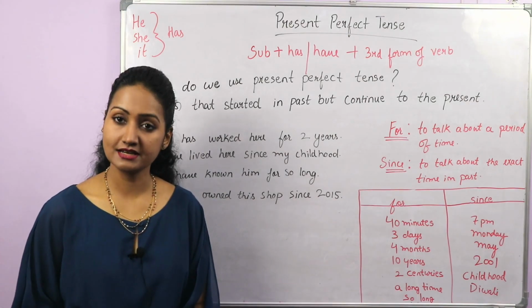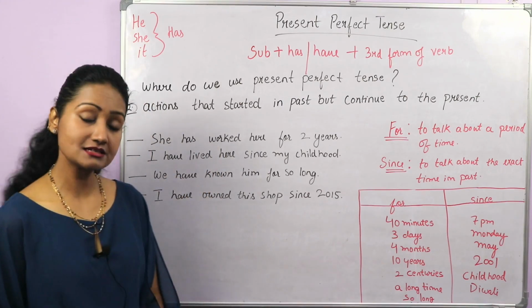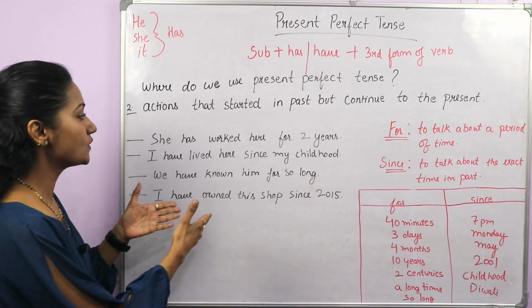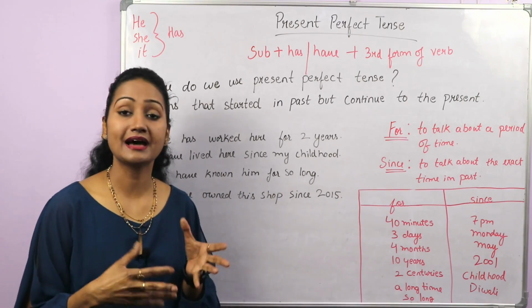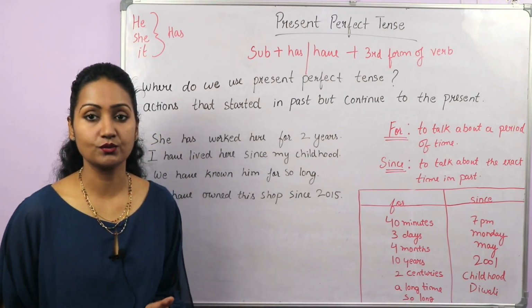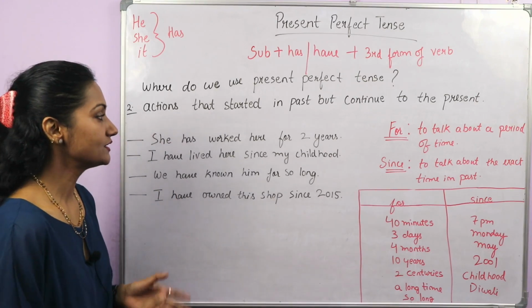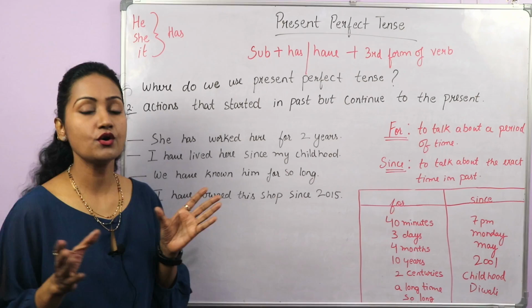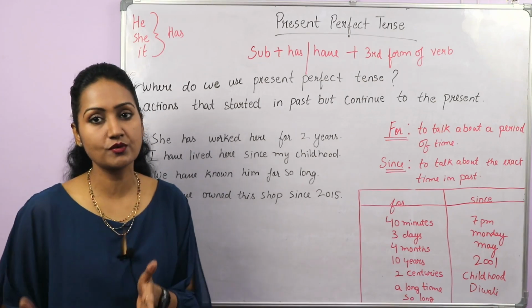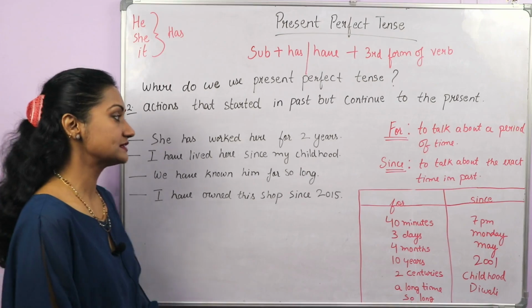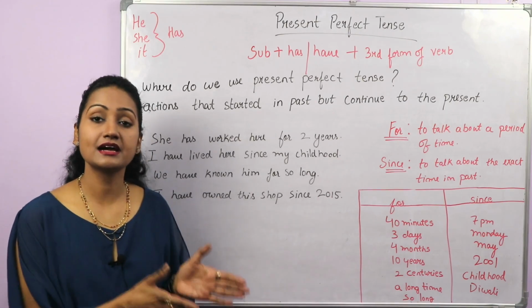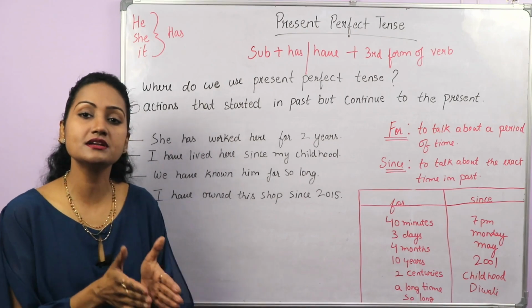Next, we use present perfect tense when we talk about actions that started in the past and continue to the present. How? She has worked here for 2 years. That means she started to work here 2 years back, and till now she is still working here. So there is a duration. In these kinds of sentences, we always have a duration wherein an action starts in the past and continues till present.